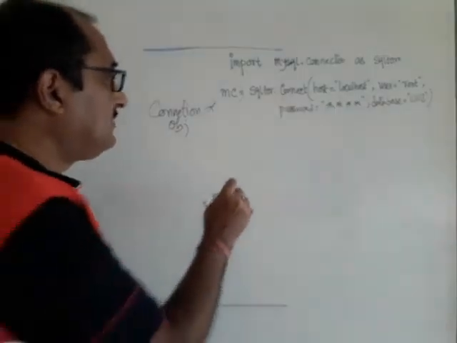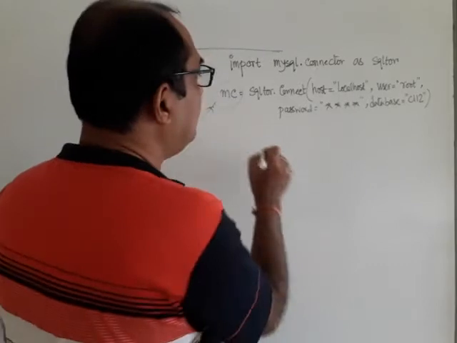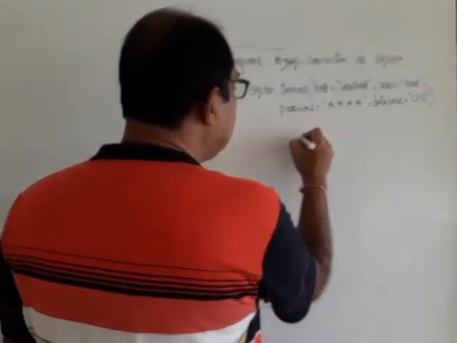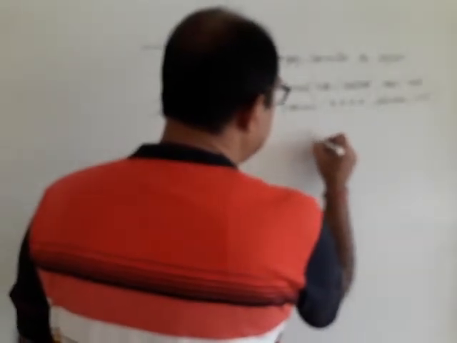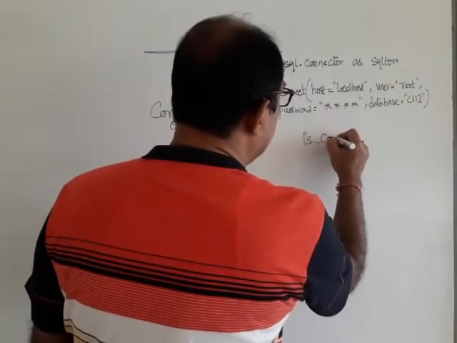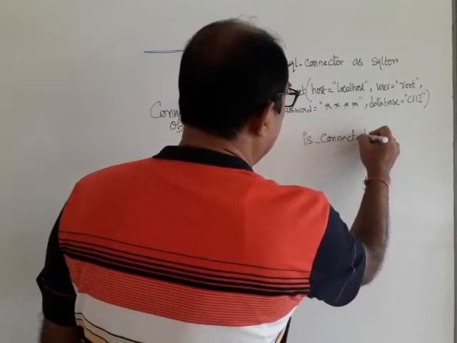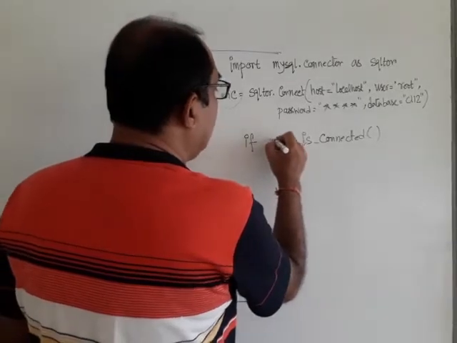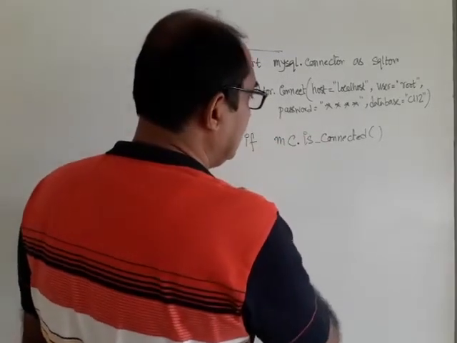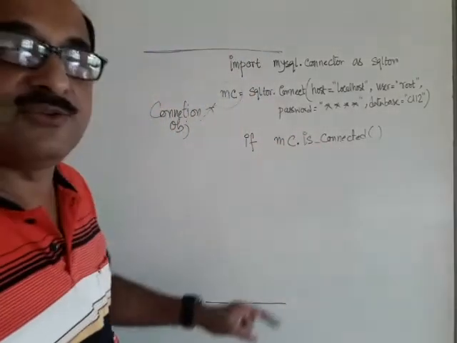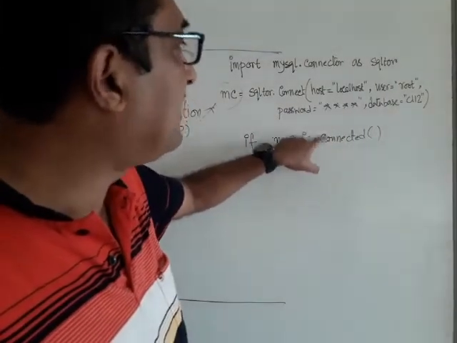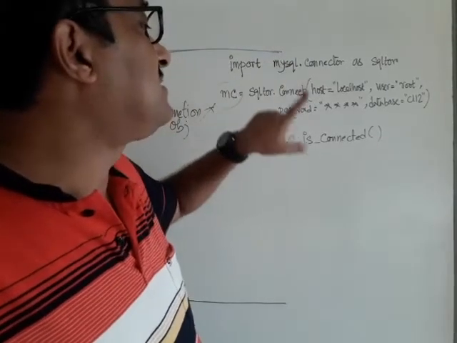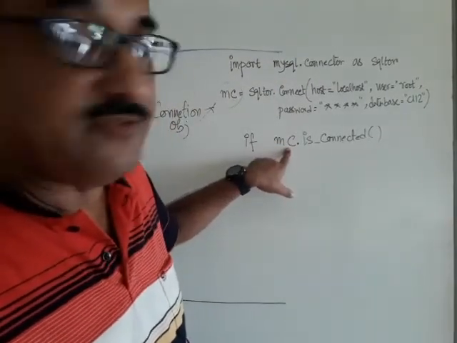So in order to check that, we can use a function. The function is called is_connected. How do we use this function? We write if mc.is_connected. You can easily make out is_connected will return the value true if the connection is established properly through mc, and if the connection is not established properly, it will return false.